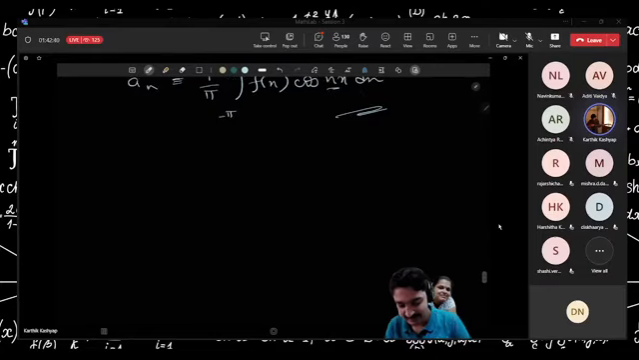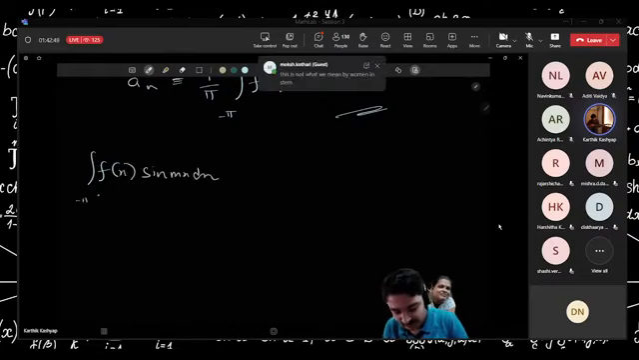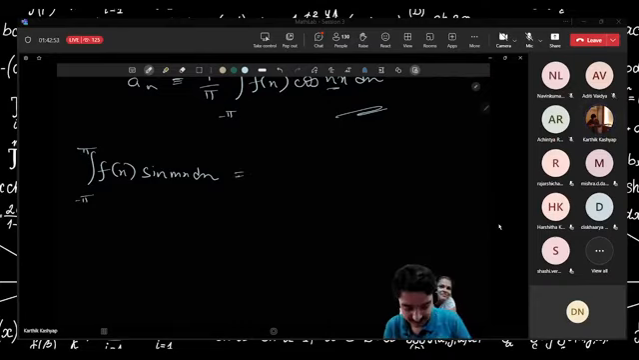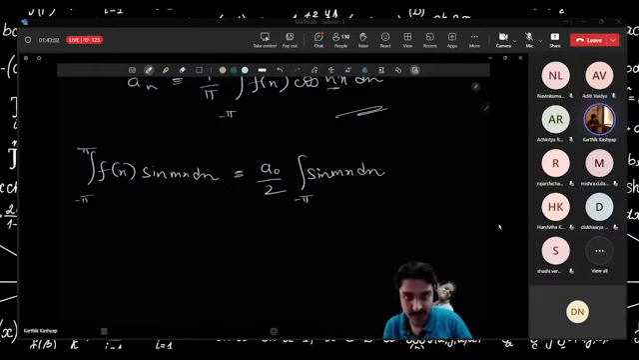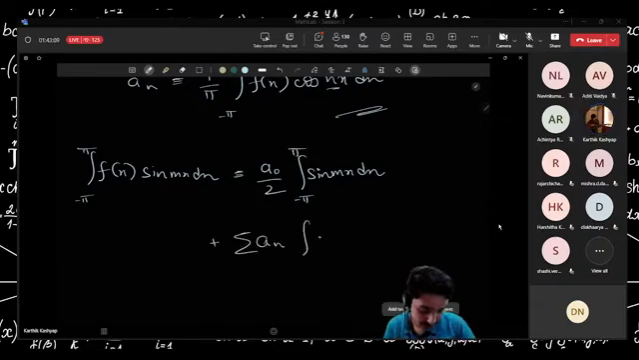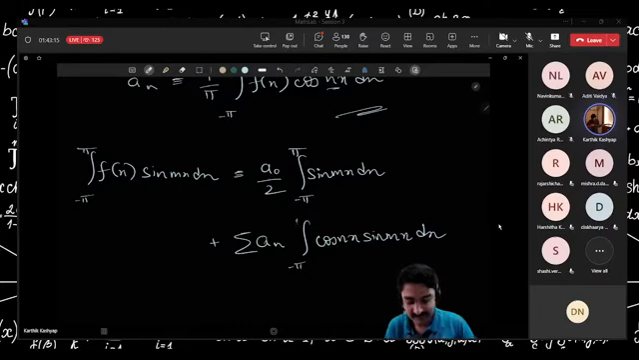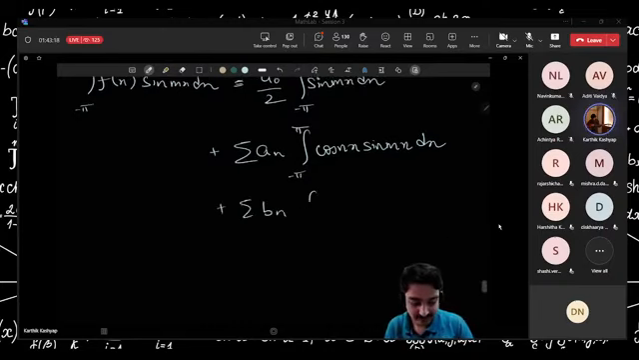So similarly, we can say for bn, I'll just write it directly. We can multiply it by sin mx this time, and we can write it as the integral of f of x sin mx dx from minus pi to pi is equal to a0 by 2 integral sin mx dx from minus pi to pi, and then summation an integral cos nx sin mx dx from minus pi to pi, and then sigma bn integral minus pi to pi sin nx sin mx dx.